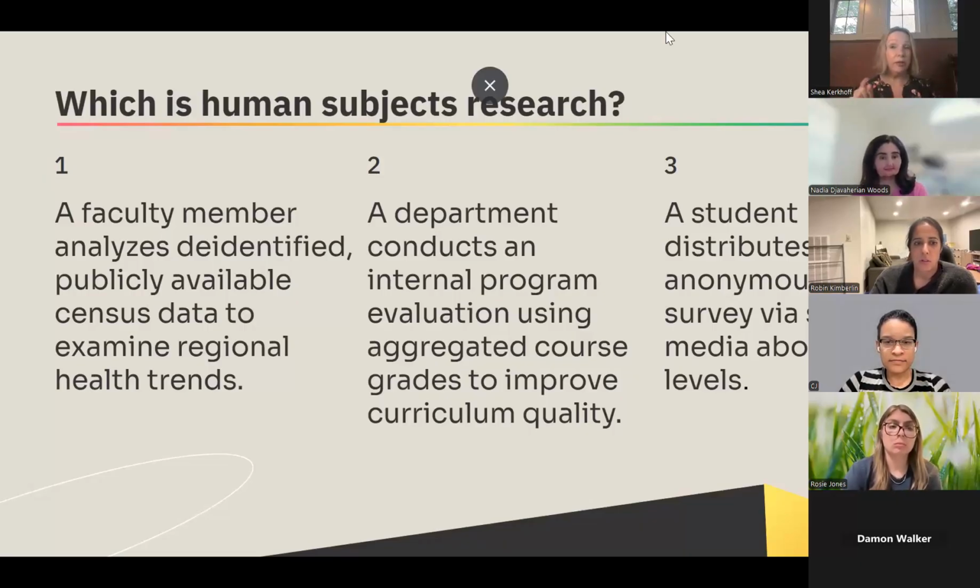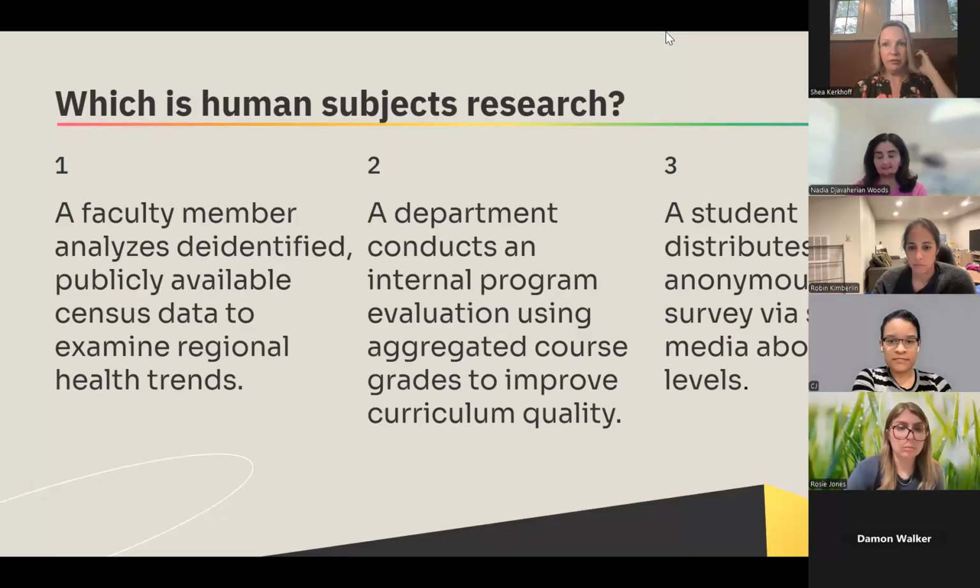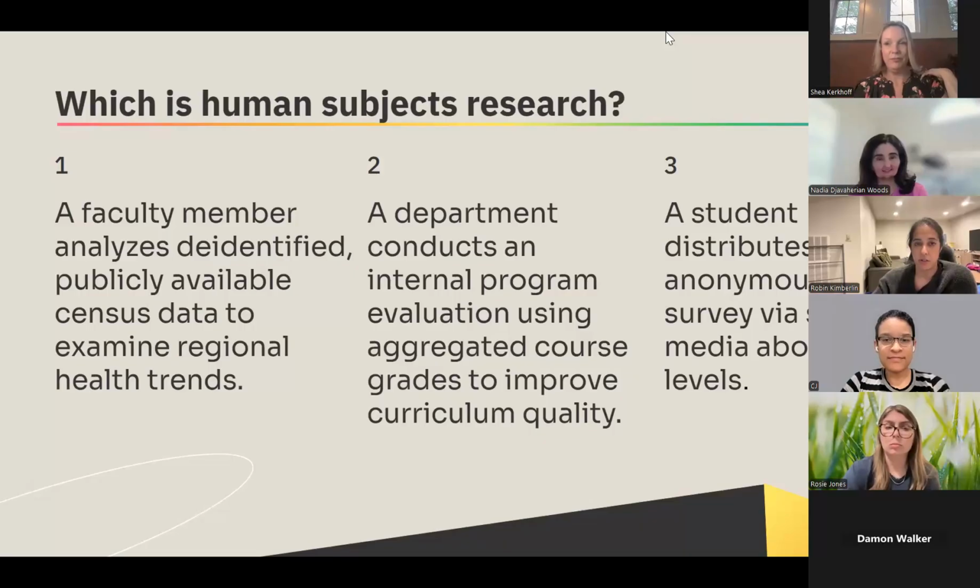Another reason is there's no interaction between the faculty member and the participants. So it's de-identified, it's publicly available, so that means it's not human subjects. But the other thing is we're not interacting with the people, so that also makes it not human subjects. And then we're not sure yet if this is even research. Now, what would they have to do in order for this to be considered research? Contribute to knowledge. Yep. Contribute to generalizable knowledge.